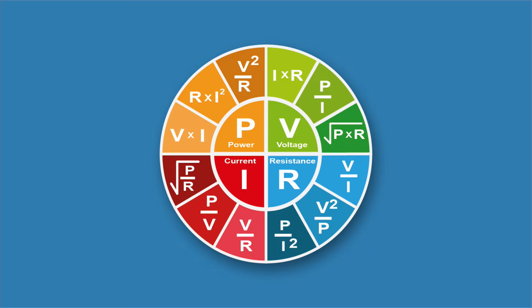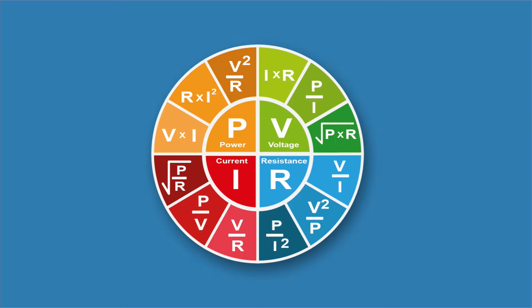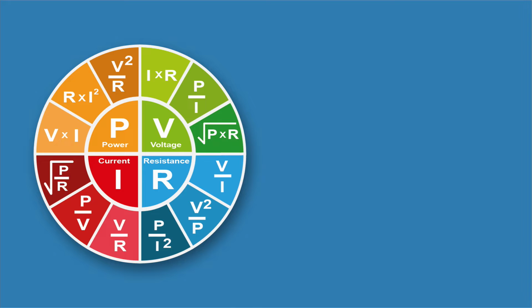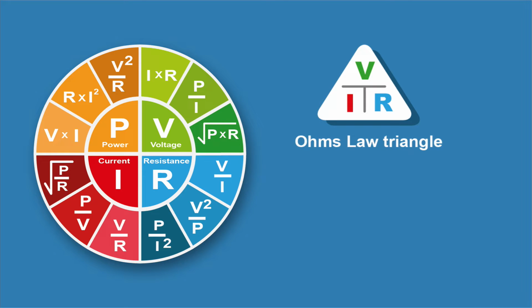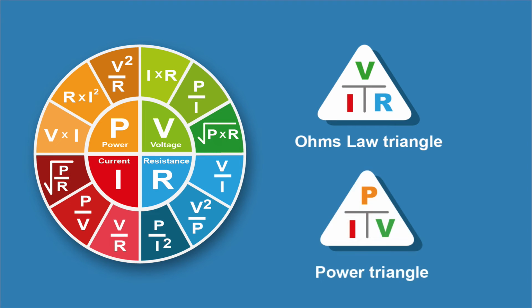So here's our lovely formula wheel. And it gives us various different ways for calculating power, voltage, current and resistance. But there's quite a lot to remember there. But if we know two basic formulas, we can work out all the rest. We have our Ohm's law triangle, V I R, voltage, current and resistance. And we have our power triangle, power, current and voltage. And from these two triangles, we can get every formula in that wheel.